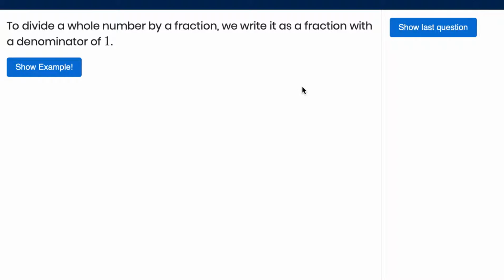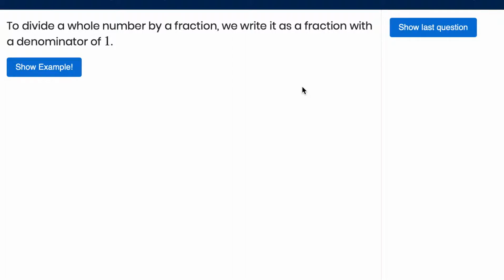Now, before continuing with this video, make sure you are comfortable with dividing two fractions because the method here also requires you to divide two fractions. Links to our dividing fractions video are in the description or top right corner now.